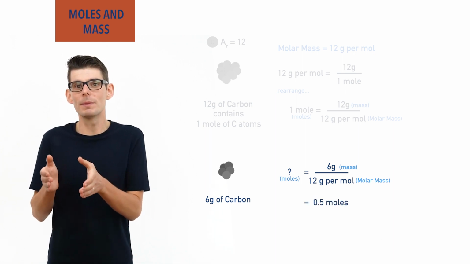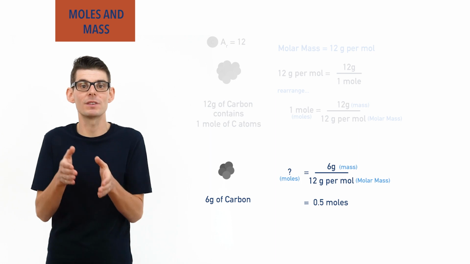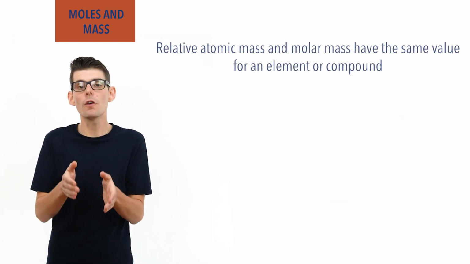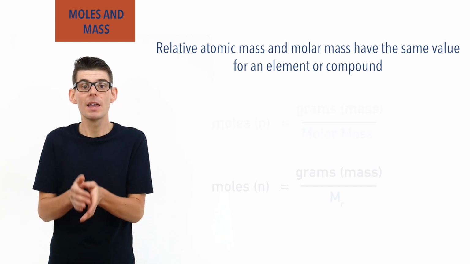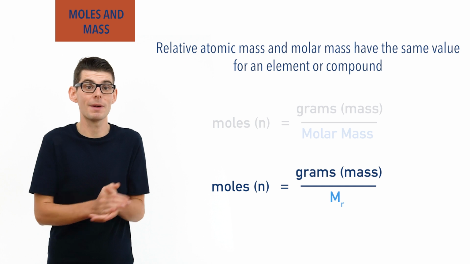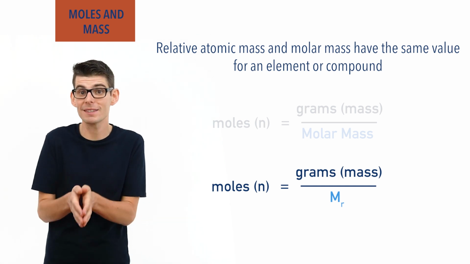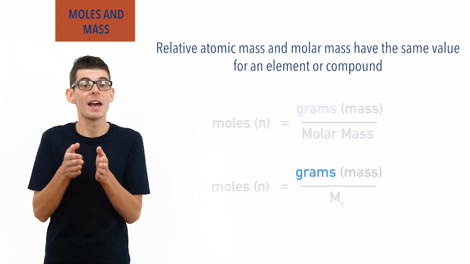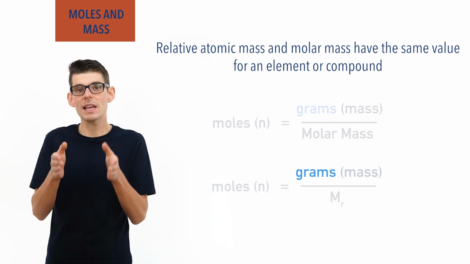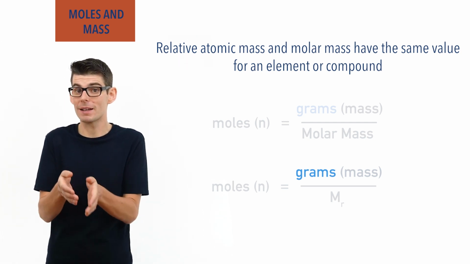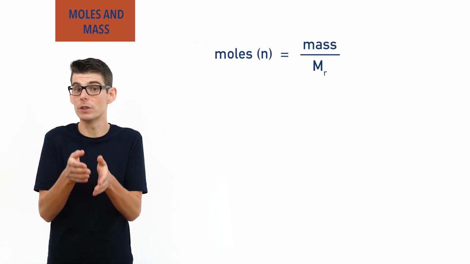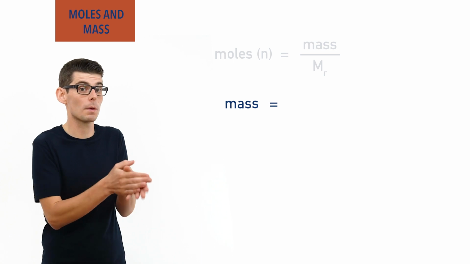As relative atomic and relative molecular masses have the same value or number as molar masses, we often just write Ar and Mr in the equation, as mathematically the value is the same as molar mass. The units for mass have to be in grams, as this is the unit used in molar mass. This same relationship between Mr, mass, and moles can also be used to calculate the mass of a given number of moles of an element or compound.